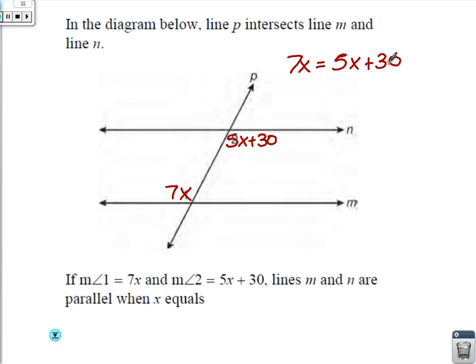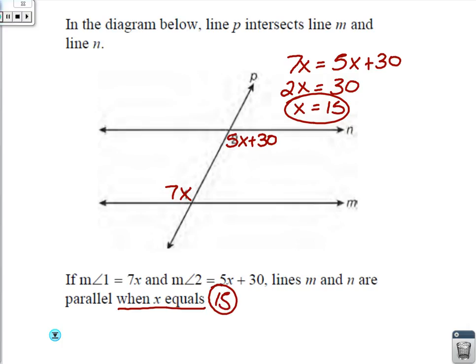So here's my equation. I move my x's to this side, I now have 2x. I divide by 2 and I get x is 15. But let's go on further. Let's actually plug it back in and make sure we're right. If x is 15, 7 times 15 is 105. 5 times 15 plus 30 is also 105. Knowing those two, we now know all of them. This would be 105, this would be 105, and the other four would be 75. Okay, we know all of them.